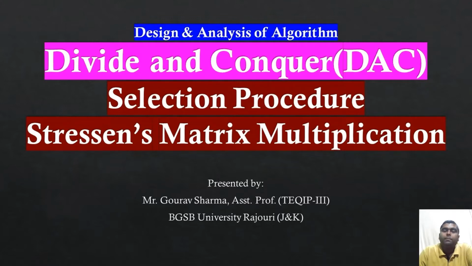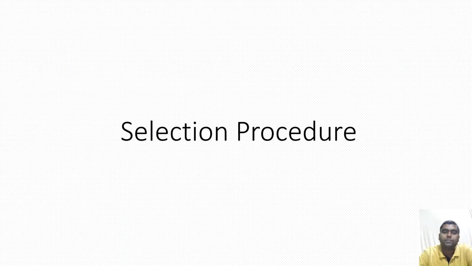Today I will cover two important concepts related to the divide and conquer technique. The very first one is the selection procedure and the next is Strassen's matrix multiplication. Let us start. Those who want to learn other topics related to divide and conquer strategy can refer to my previous videos. These two are the last two concepts related to the divide and conquer strategy.